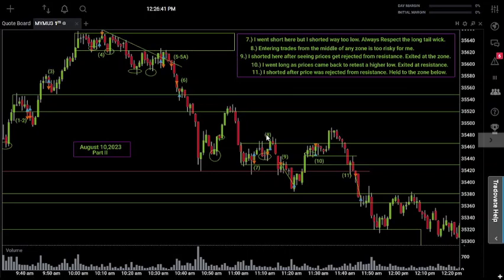And then we come back to trade number 8. We had another lower high. And then at trade number 9, we came back to retest the support level of the higher low. But now that we've broken below that higher low, that level actually becomes resistance.